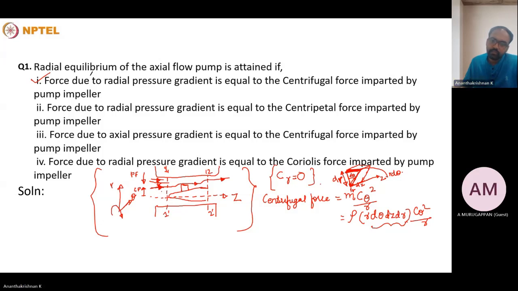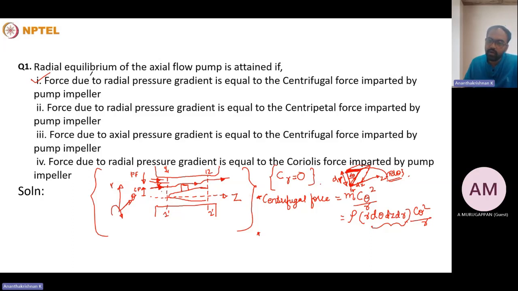So the volume of the control volume is equal to the product of the three dimensions, that is dr multiplied by r d theta multiplied by dz. So we get the centrifugal force as rho into this particular term. In the case of radial equilibrium, the centrifugal force will be balanced by the force due to the radial pressure gradient.